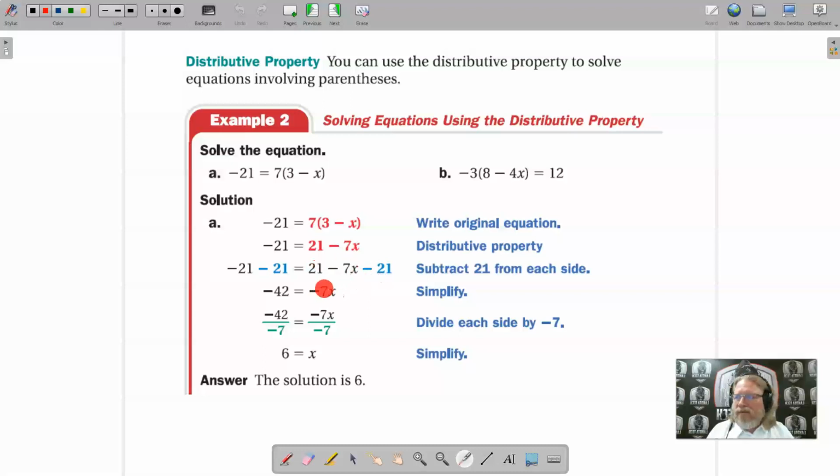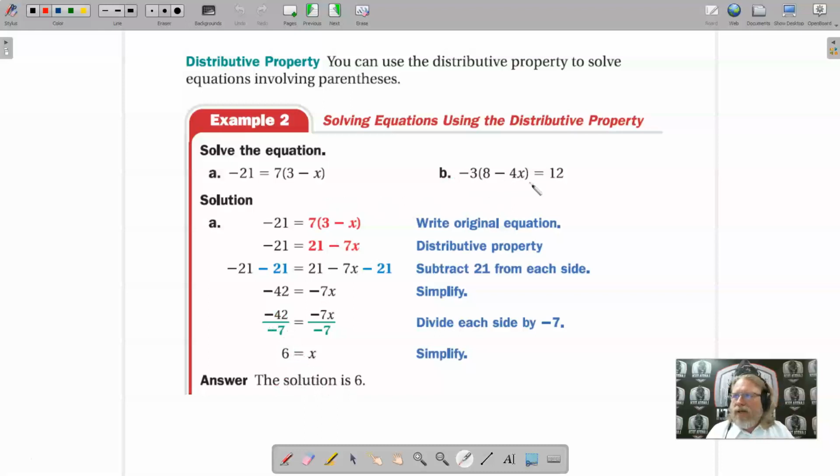That means that we have the negative 7x that comes down. And negative 21 minus 21, that's the same as negative 21 plus a negative 21, so it's going to get more negative, equals negative 42. Now the negative 7 is tied to the x through multiplication, so we're going to divide by the number we wish to get rid of, which is negative 7, and what we do to one side, we're going to do to the other side. Over here on the right, the negative 7s are going to cancel each other, leaving us with just a value with the variable x, and negative divided by negative is positive, and 42 divided by 7 is 6, so we get a positive 6 as the solution.